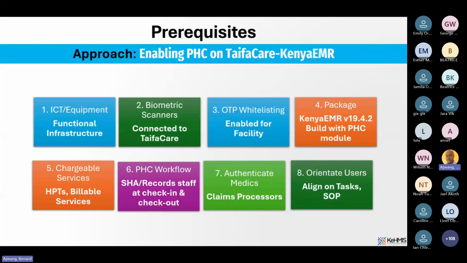Number two, which is very important now because it's a primary way of identifying the clients, is the biometric scanners. So those scanners need to be working. They need to be well connected to TaifaCareK. As I explained, we are going to cover a bit of this today. In case the biometric scanners fail totally, there is a small window to get allowances for you to use OTP whitelisting, but that will be on incidental basis.